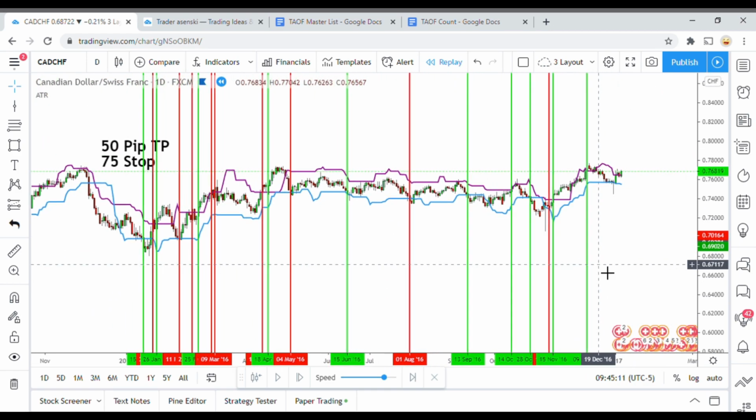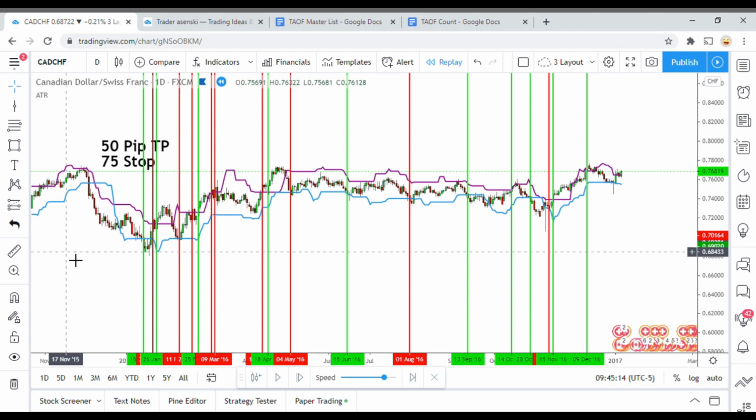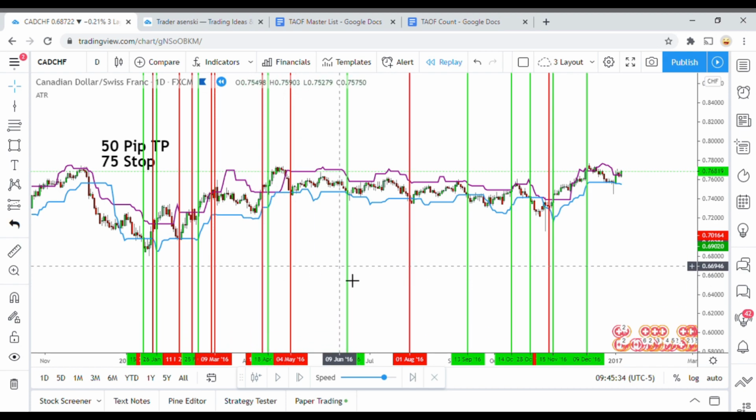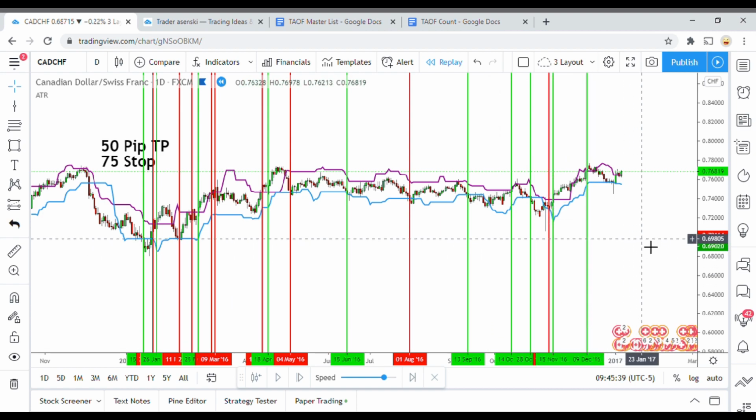All right, so there we have it. That is the ATR high-low range indicator. So let's add up the signals here and see what we get out of them. We got 1, 2, 3, 4, 5, 6, 7, 8, 9, 10, 11, 12, 13, 14, 15, 16, 17, 18, and 19. So 19 signals altogether.